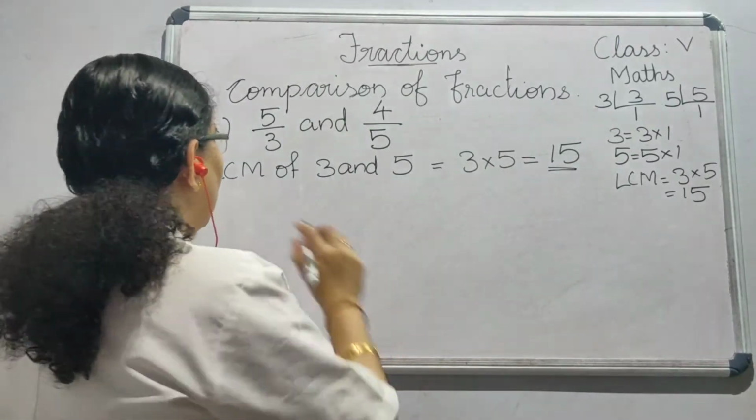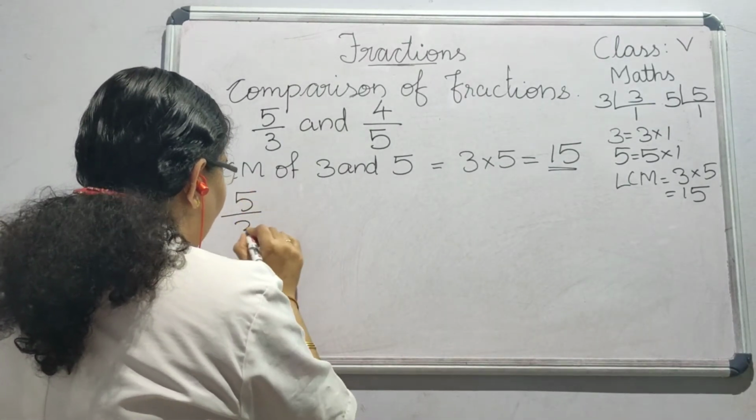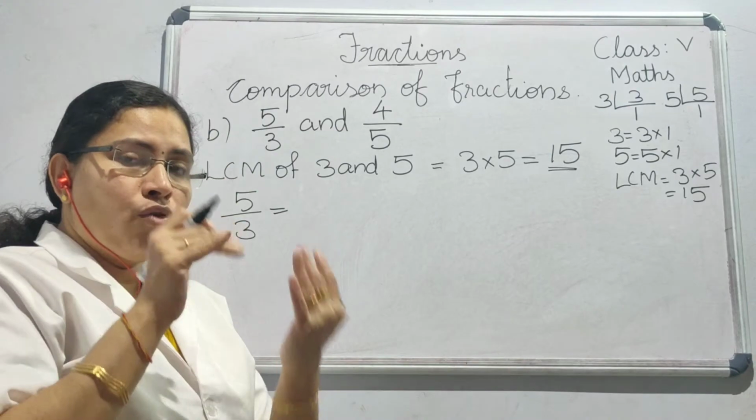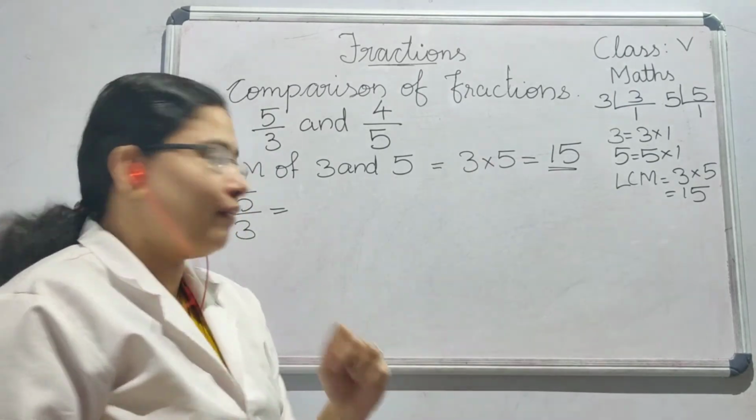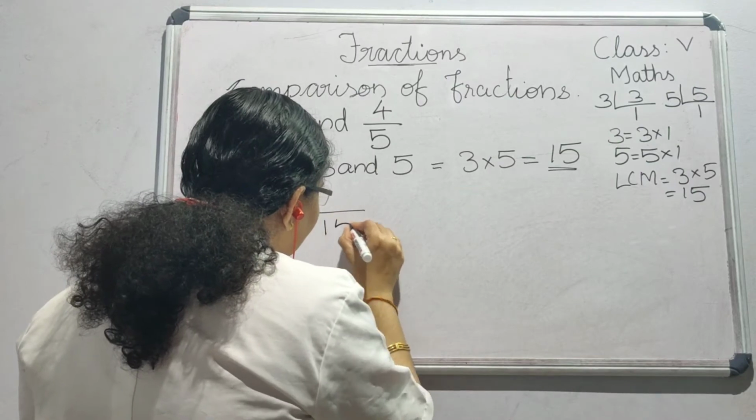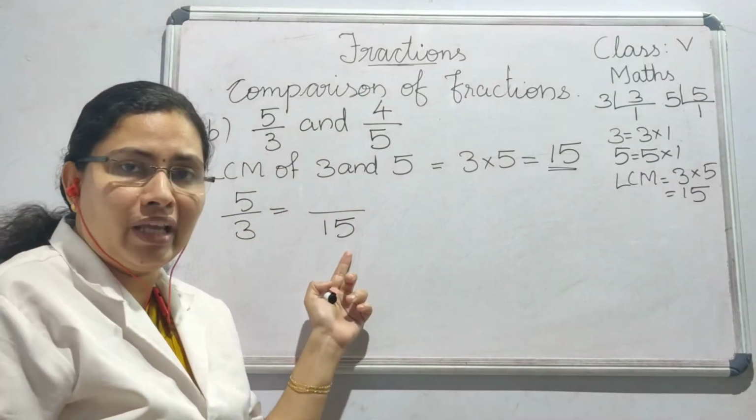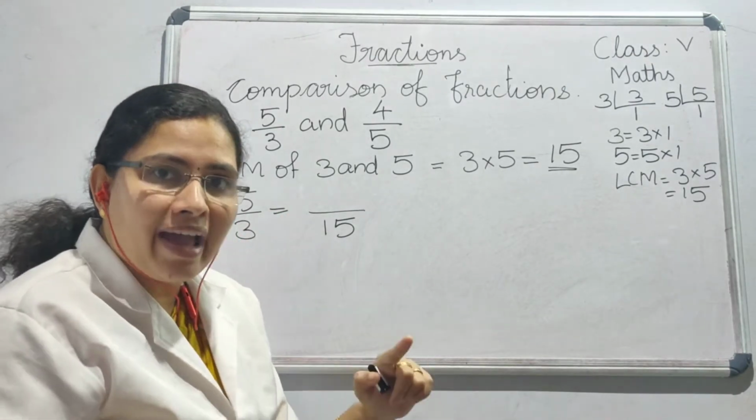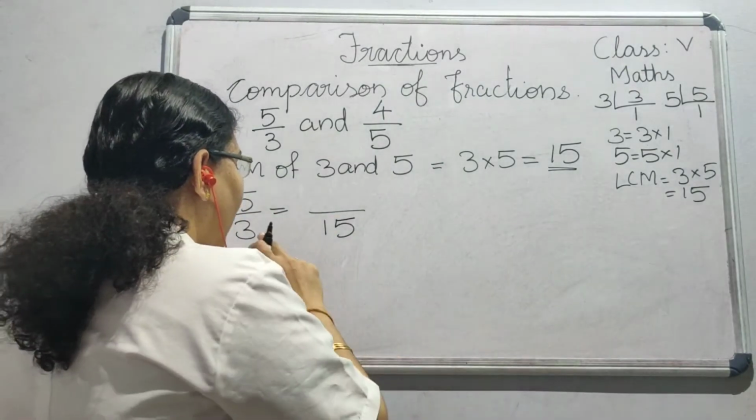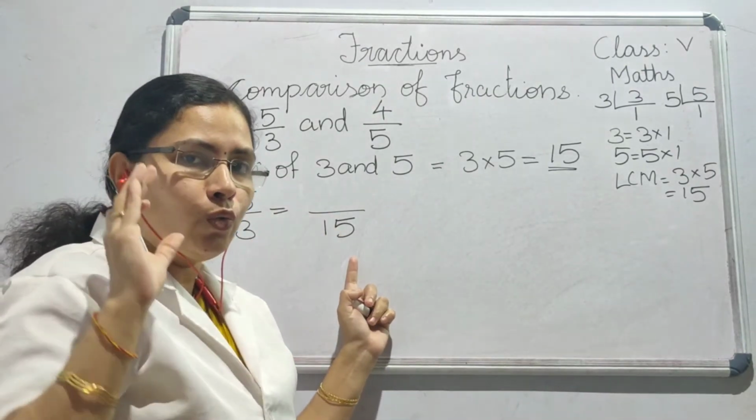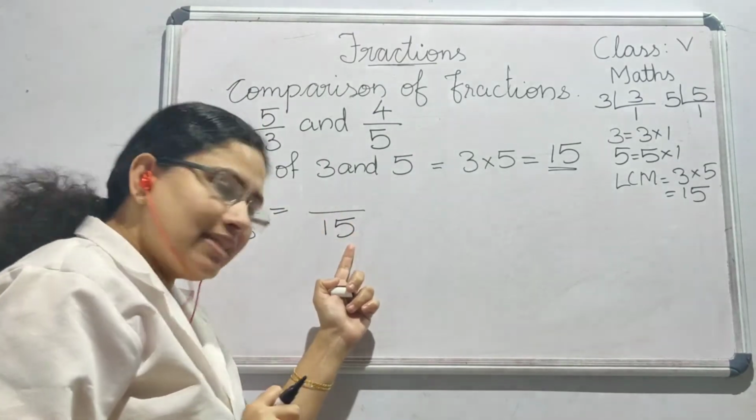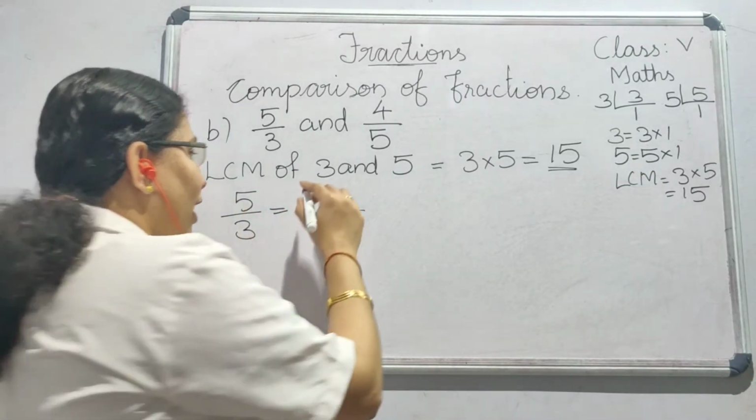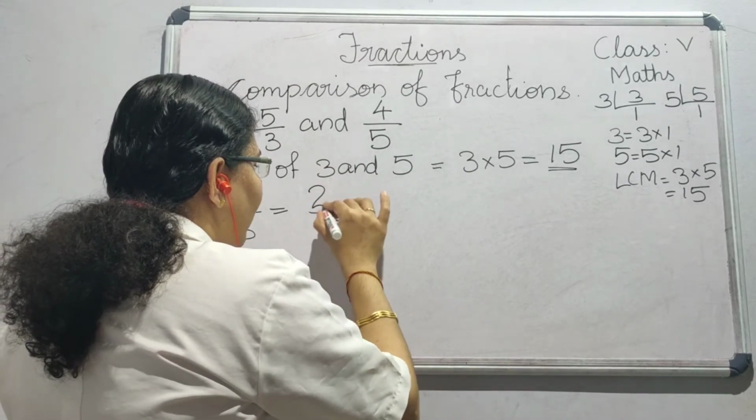So in the next step, what we have to do? First, we have to take 5 by 3. That we have to convert into equivalent fraction. For that, its denominator must be 15. So if I have to convert the denominator 3 into 15, what I have to do? I have to multiply 3 with 5. 5 threes are 15. So I have to multiply the denominator with 5. So if I'm multiplying the denominator with 5, then I have to multiply the numerator also with 5. So 5 into 5 is equal to 25.